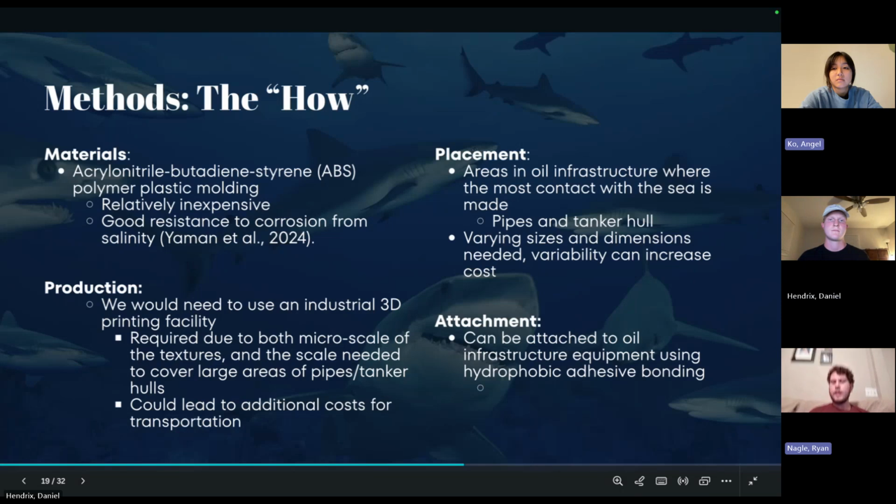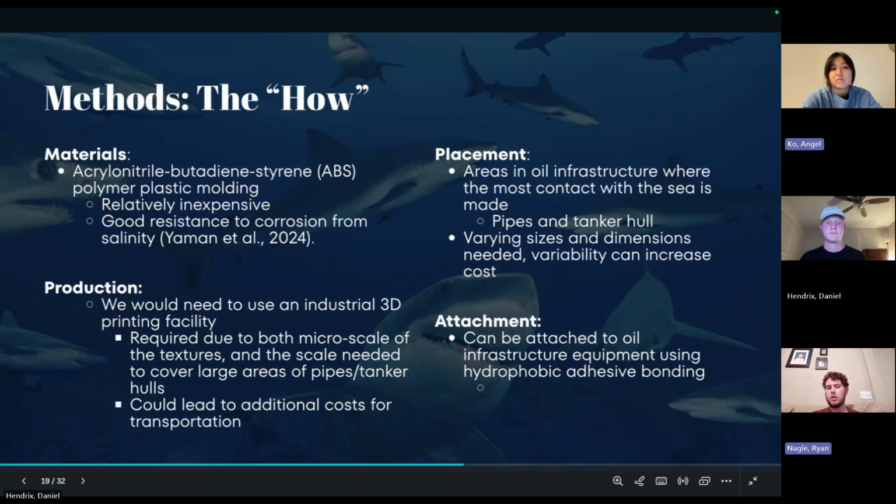All right, so now getting into the details of how. As far as materials go, we decided on using ABS polymer plastic as the molding on which we're going to put the microtexture and surround the pipes with. We chose this because ABS is relatively inexpensive in comparison to other options that we looked at, and it offers good resistance to corrosion from salinity. Salinity obviously being the biggest problem causing corrosion on a lot of these pipes in the ocean.